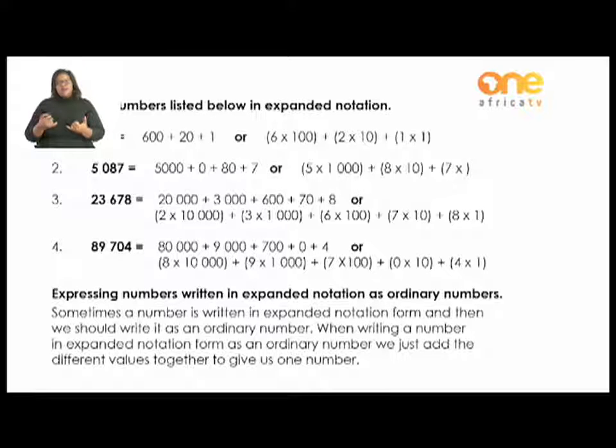They also say expressing numbers written in expanded notation as ordinary numbers. Now sometimes a number is already written in expanded notation form, and then we should write it as an ordinary number. When writing a number in expanded notation form as an ordinary number, we just add the different values together to give us one number.